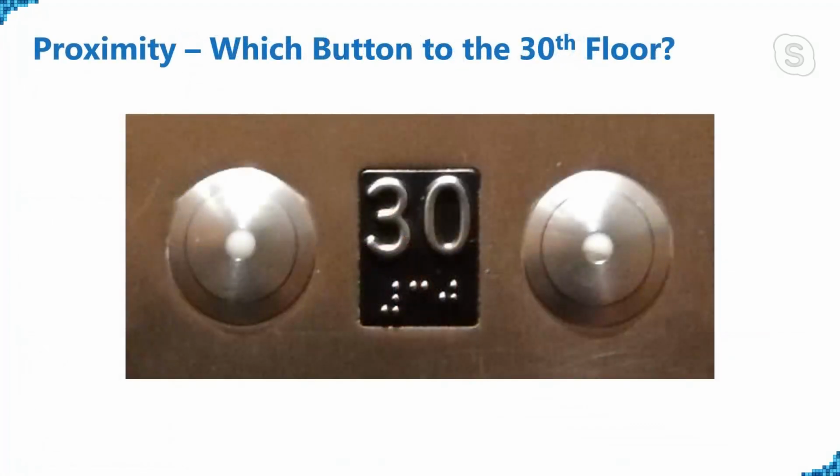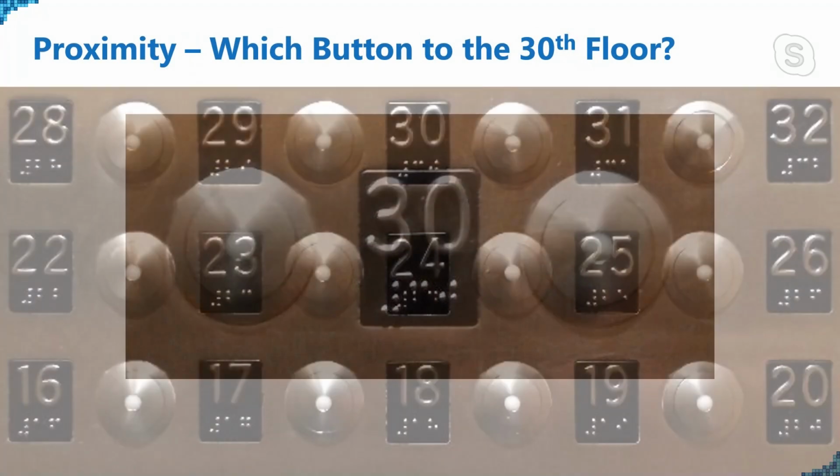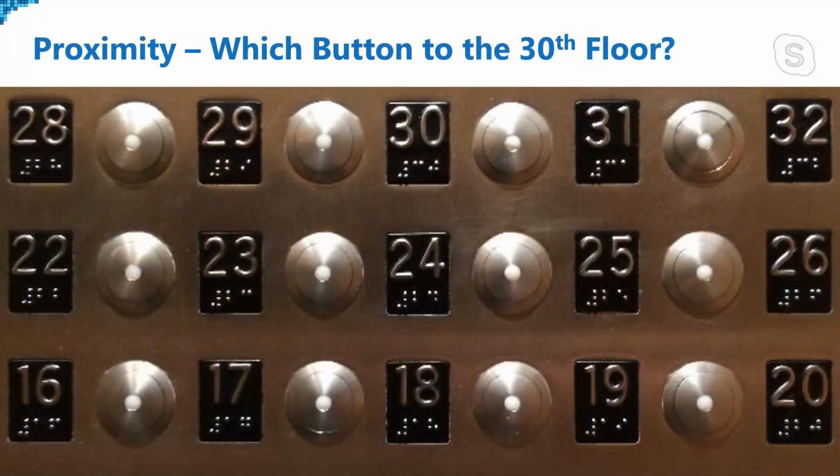Here's an example in real life. Which button do I press to go to the 30th floor? I'll let you think about that for a little bit. And maybe you're thinking, okay, Mark, that's not fair. You zoomed in really close, right? I want to see more. I'm like, okay, but you know, if you were blind, you'd just get what your fingers were touching. This would be it. But I'll give you more. Here's more. Which button do I press to get to the 30th floor?